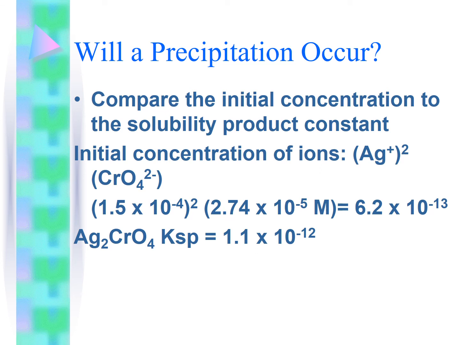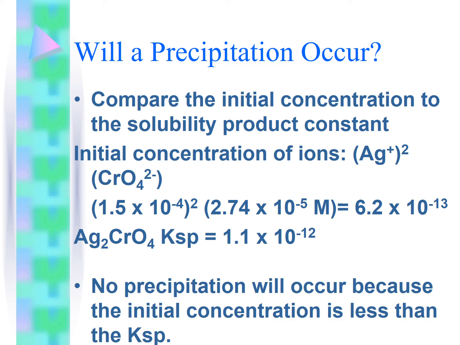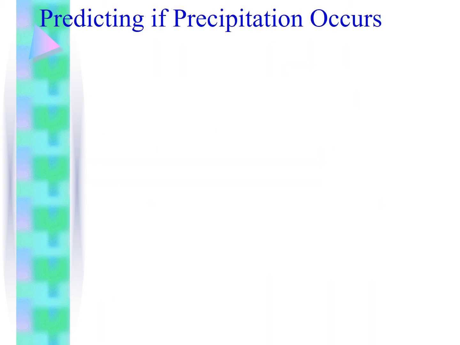So since this number, the 6.2 times 10 to the minus 13, is so much smaller than the KSP for the silver chromate, we can determine that we're not going to get a precipitation reaction. There won't be any precipitate that forms. However, if we knew those concentrations and they were different values and we could plug it in and we saw that we end up with a concentration that's way higher than KSP, we could determine that we are going to have a precipitation happening in this solution.